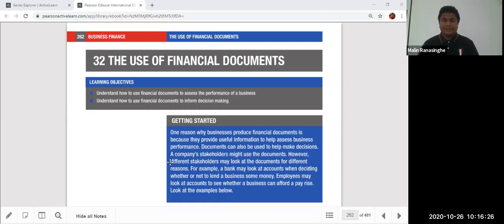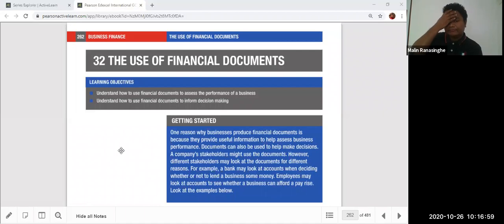How they are going to use these documents to assess the performance of the business, and then understand how to use the financial document to inform the decision making. So these are the two aspects. Mainly from this chapter you can expect 6 mark explain questions, analyze questions, outline questions, even 12 mark questions, like what are the main uses of the financial statements. Sometimes they can ask you to explain one use of financial documents, something like that.